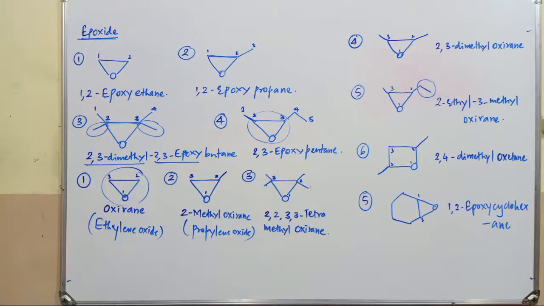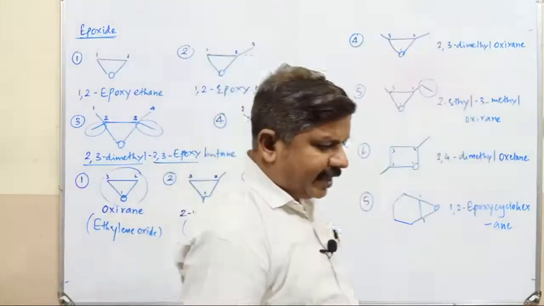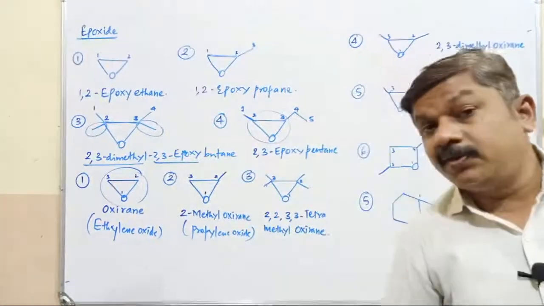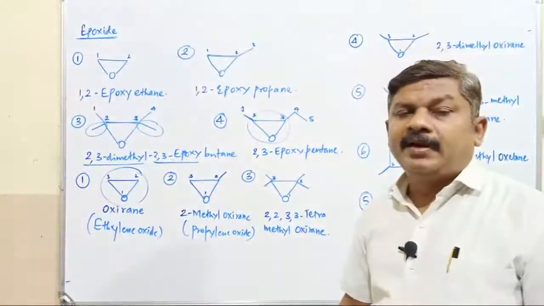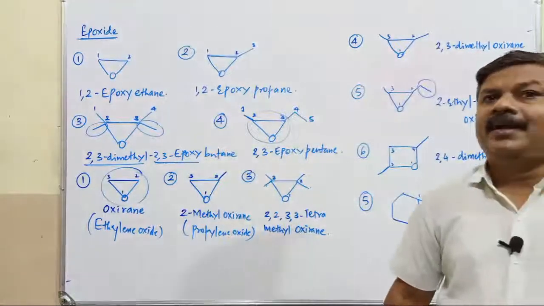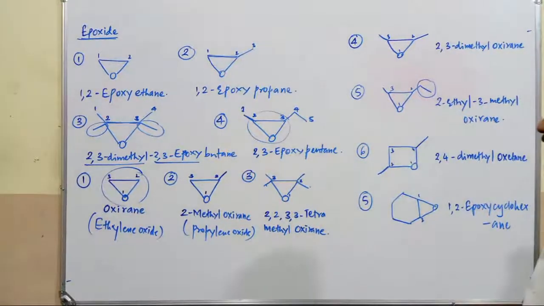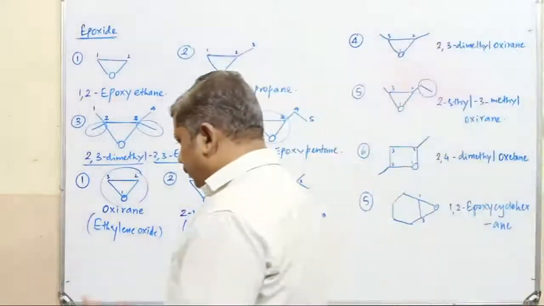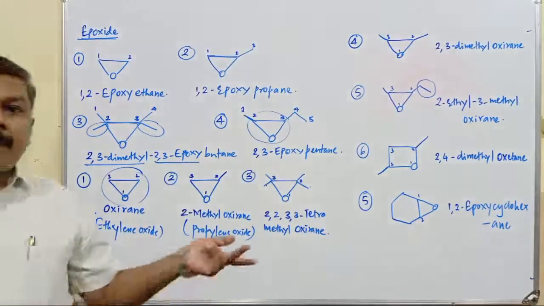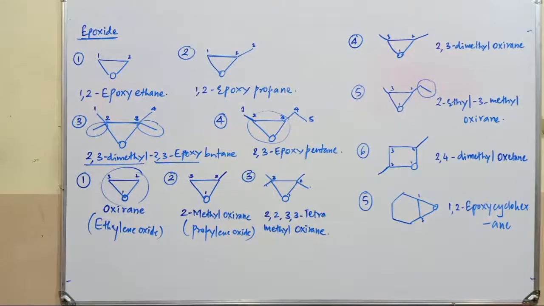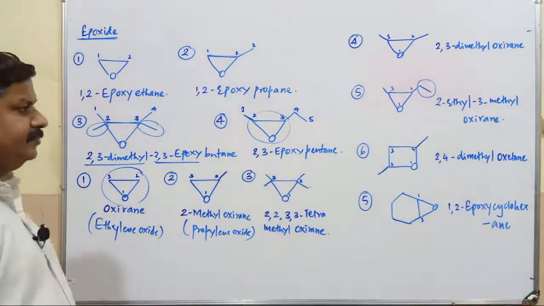Nomenclature of these cyclic ether compounds. 3-membered ring is called oxirane. 4-membered ring is known as what? Oxetane. 5-membered ring is called oxolane, and 6-membered ring is called what? Oxane compound generally. If you get a compound in examination, it will be either a 3-membered ring or a 4-membered ring. Oxirane may be there or oxetane may be there.